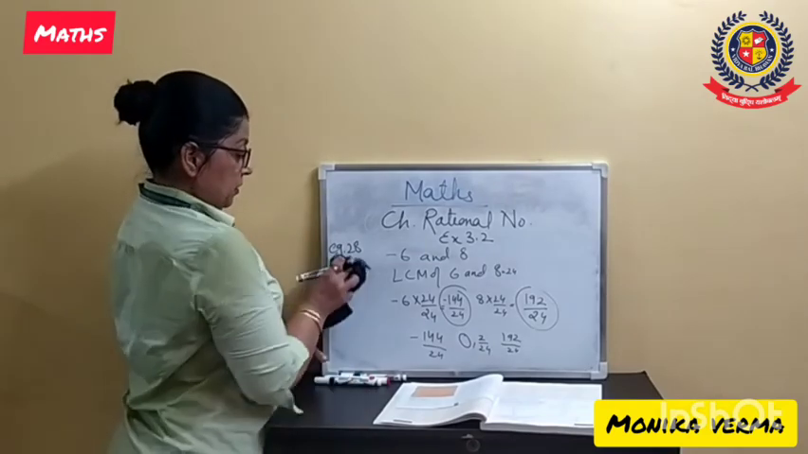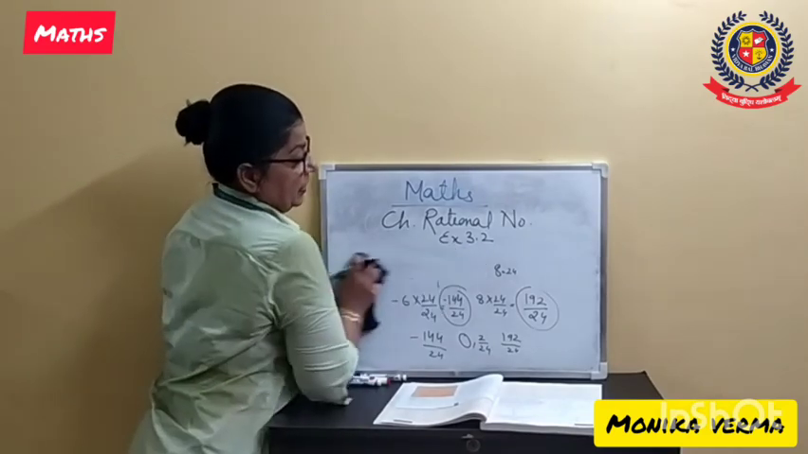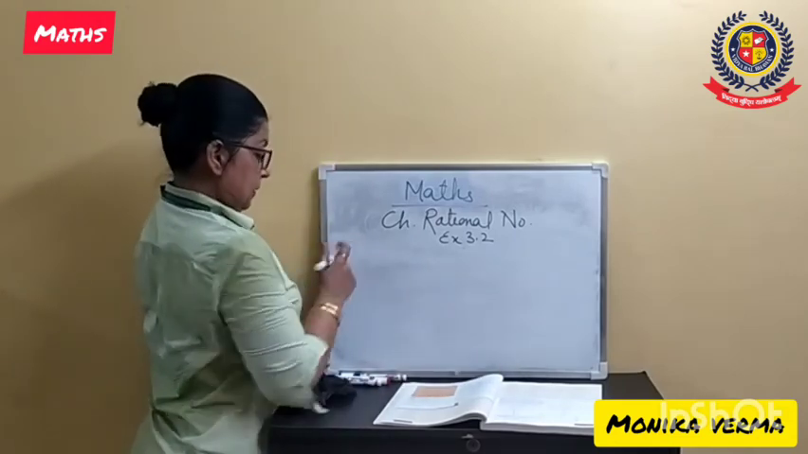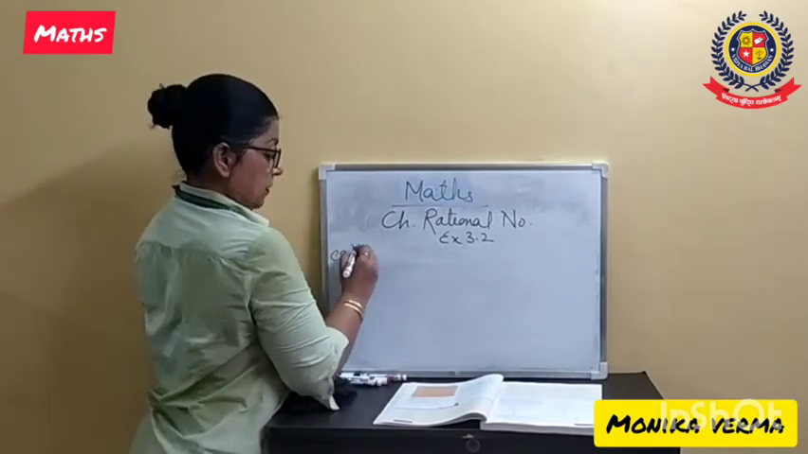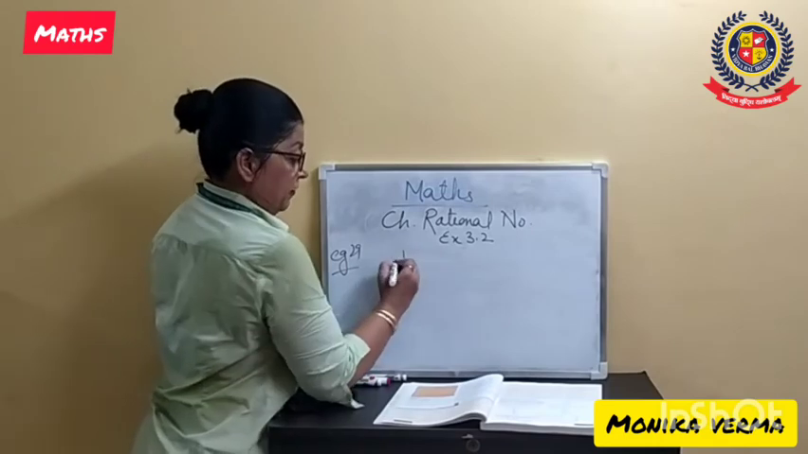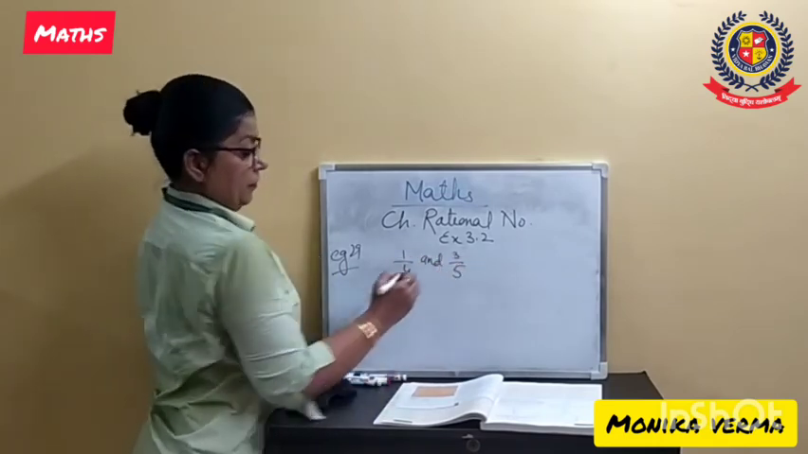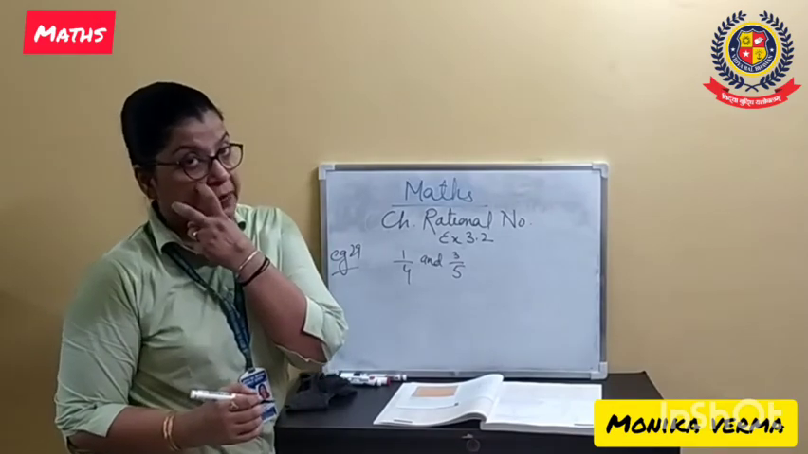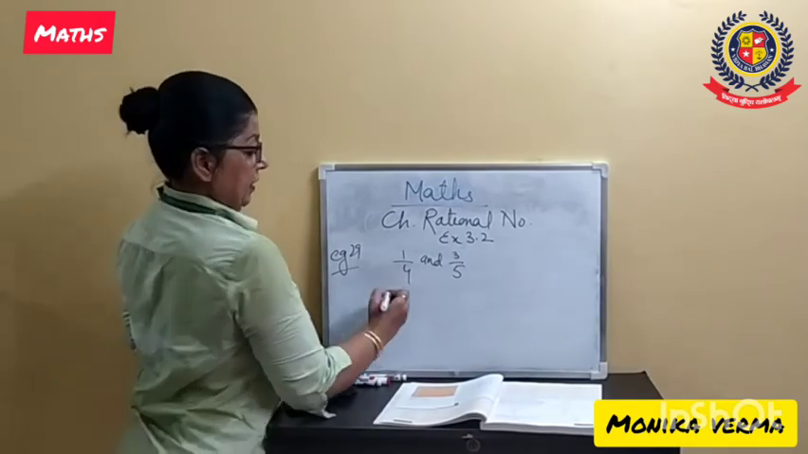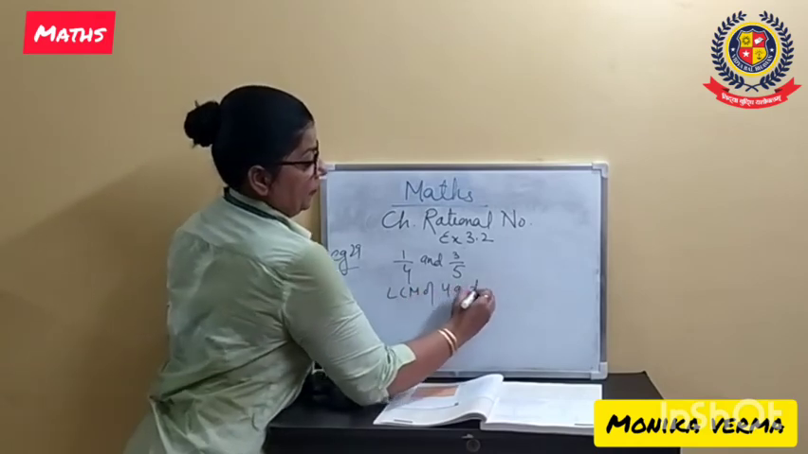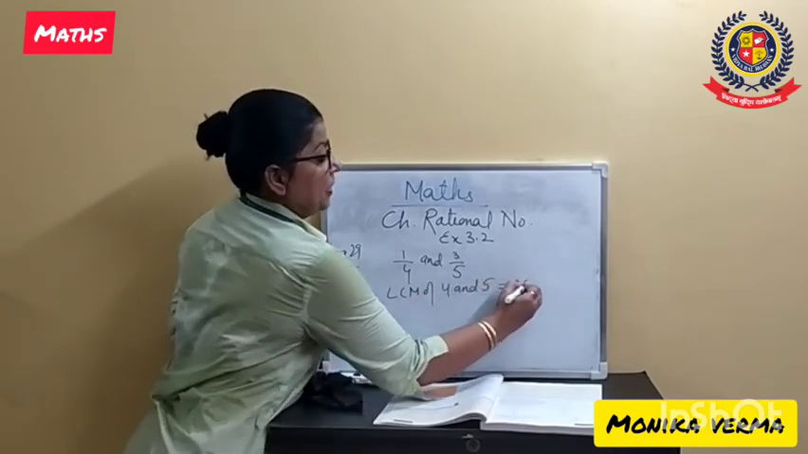Let's find one more. Example number 29. 1 by 4 and 3 by 5. These are already rational numbers, they are in fractions. So let's find the LCM of 4 and 5, which is equal to 20.